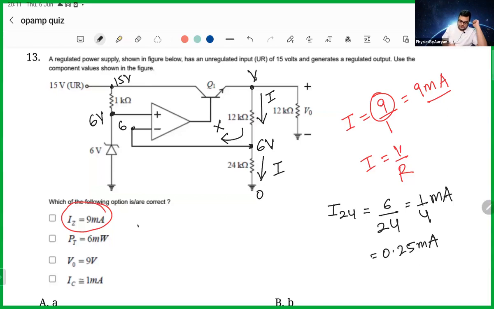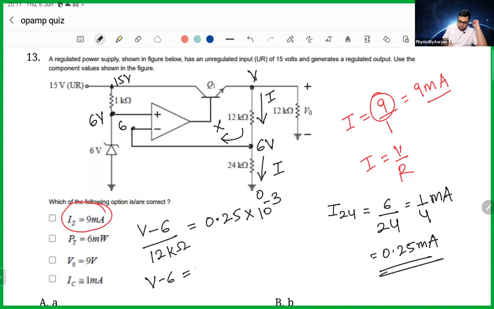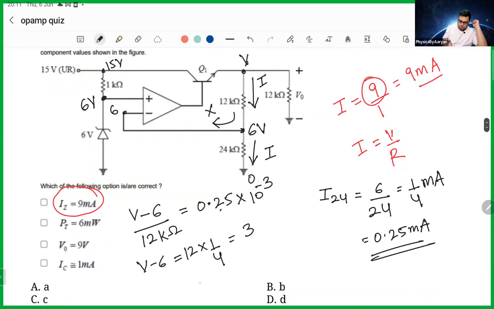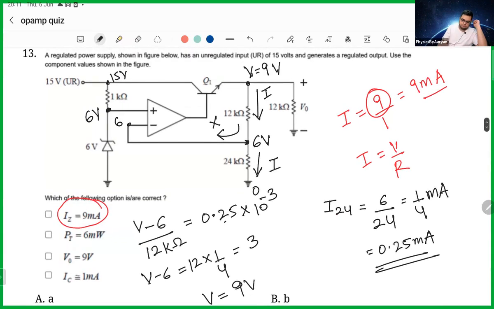The voltage at this point is V minus 6 by 12 kilo ohm is equal to the current. The current is 0.25 milliampere, 0.25 into 10 to the power minus 3. So V minus 6 equals 12 into 0.25, which can be written as 1 by 4. And the kilo and the ohm cancel out, and this comes out to be 3. So the voltage comes out to be 9 volt. So this thing is at 9 volt.